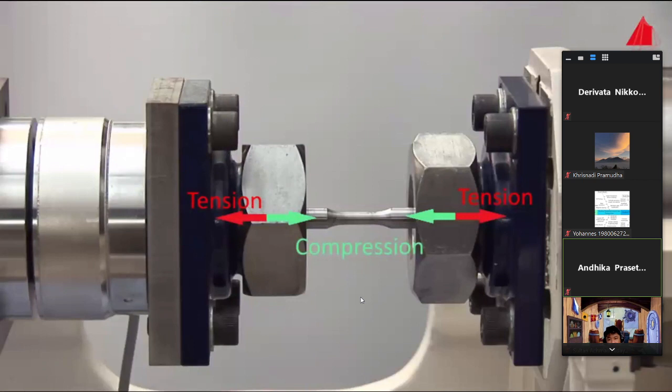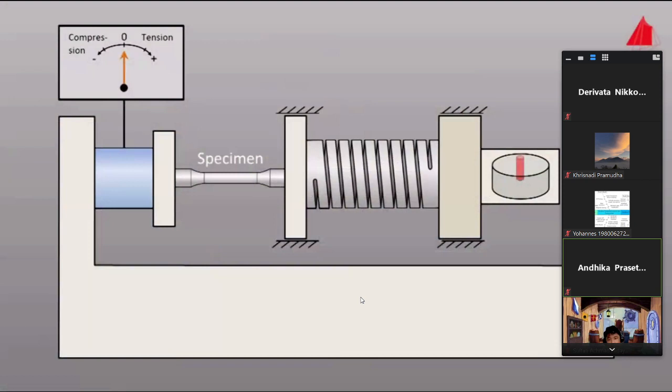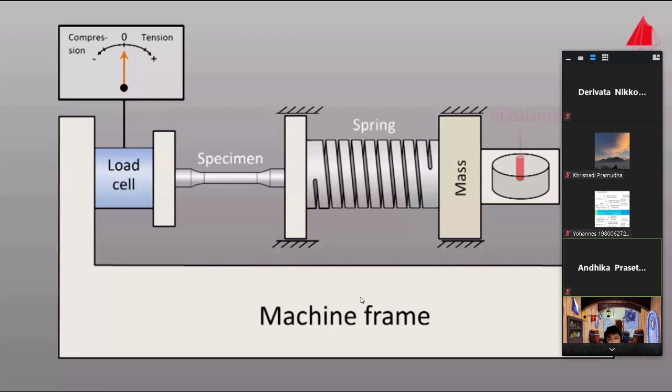Our fatigue testing machine is equipped with a mechanical resonance drive. The specimen is connected at its left grip via a load cell to the machine frame. At the right grip, a spring is mounted, and there in turn a mass. An imbalance stimulates the mass to vibrate. Longitudinal guides prevent the mass from vibrating in the transverse direction.